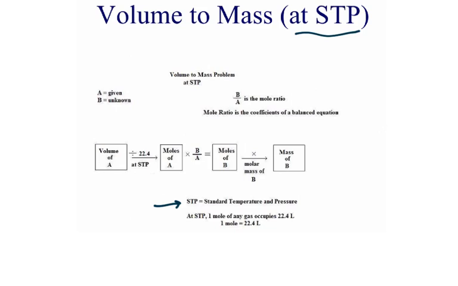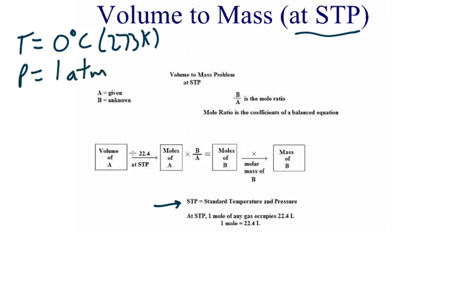At STP, the temperature is 0 degrees Celsius, which is 273 Kelvin, and the pressure is the pressure at sea level, which is basically 1 atmosphere, or 1 atm. But what's important here is that there's a conversion factor. You see at the bottom here, 1 mole of any gas occupies a volume of 22.4 liters.